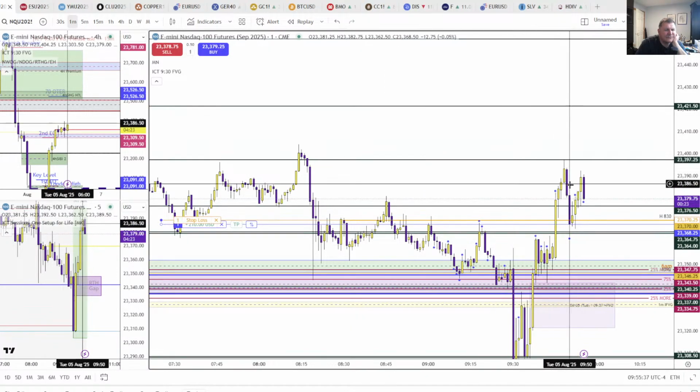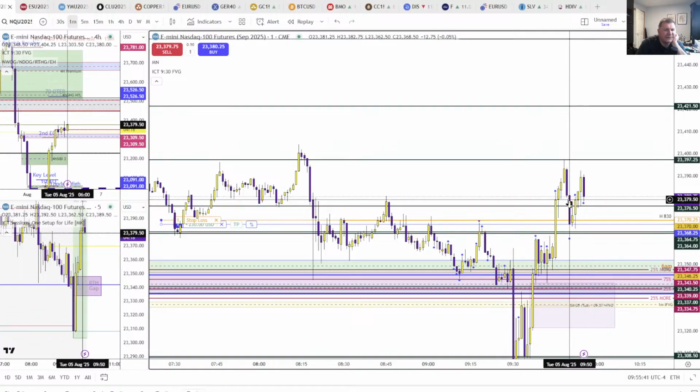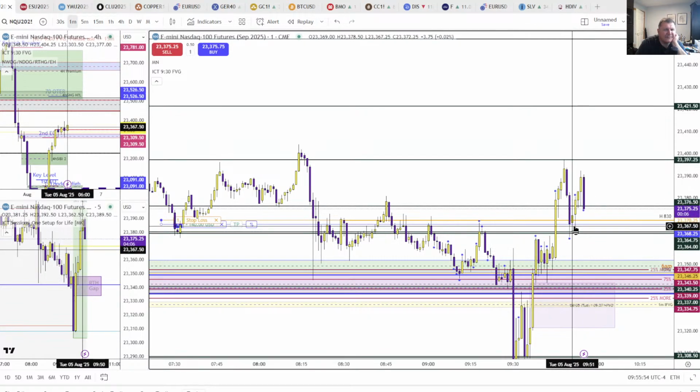Mean threshold. See how we popped through it. Now we're back through it again. So we have a discount box right here. You don't want to see it go any lower than that. And it's popping through it already. There's a small little imbalance right here.